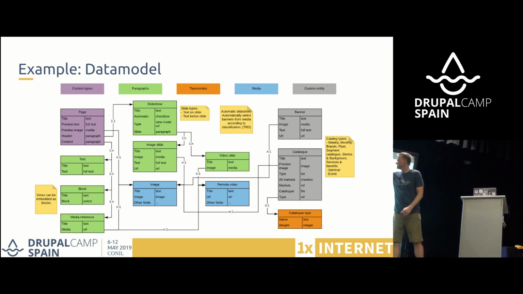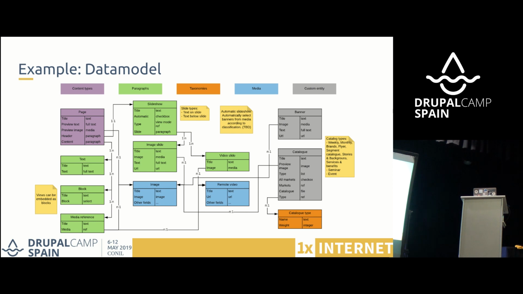So you see a content type page there, and in this case, the page has a title. Since we always have cards of pages, we typically have a preview text and a preview image, because otherwise you can't make your card, right? And then in the design, we always have something on the header that we want to display. So therefore we have header paragraphs, and we have content paragraphs.